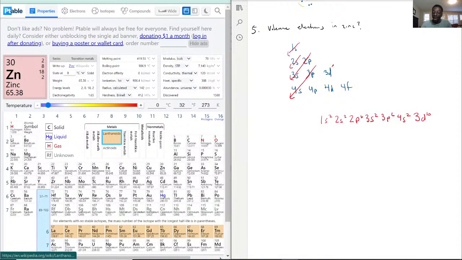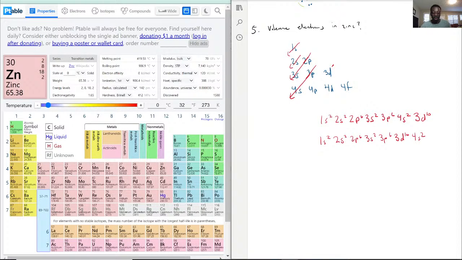okay? And now what I like to do is rearrange it based on the numbers that come first in front of it. So it's 1s2, 2s2, 2p6, 3s2, 3p6, whoops, almost did it again, 3d10, 4s2. It just allows for a better visualization. And you can actually check that you ended up on the 30th element by adding up all these superscripts. So 2, 2, 6, 2, 6, 10, 2.